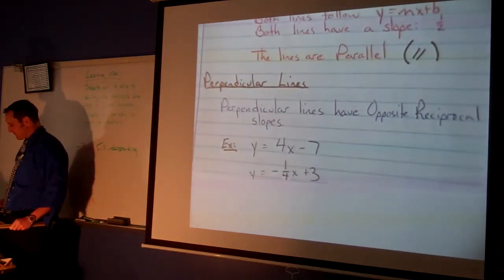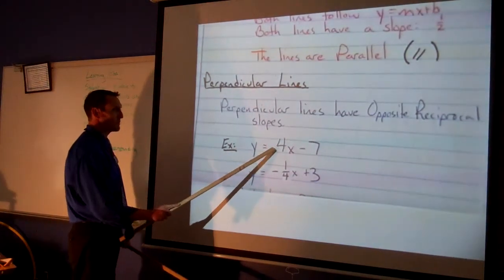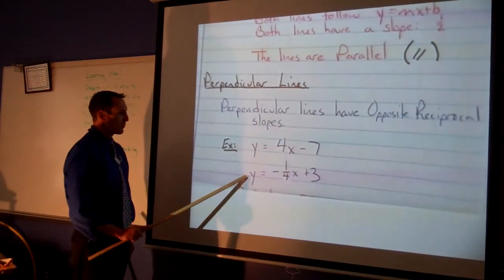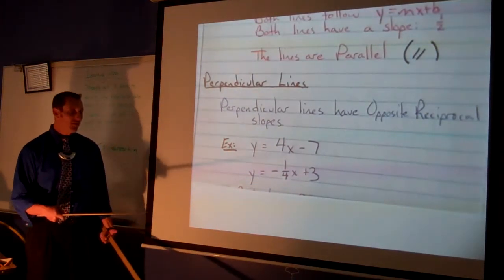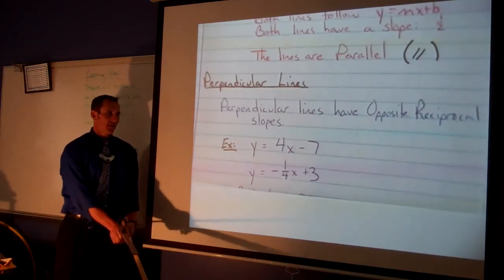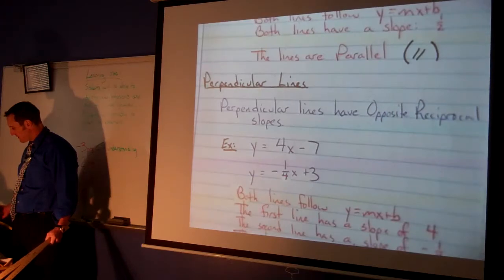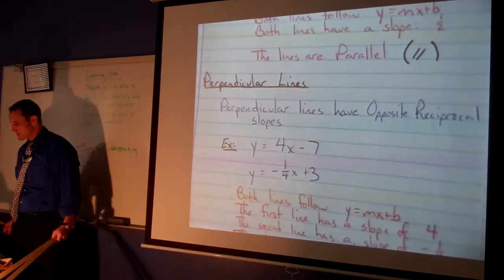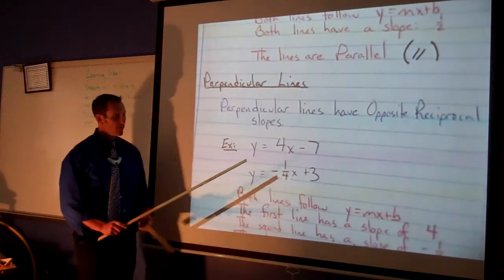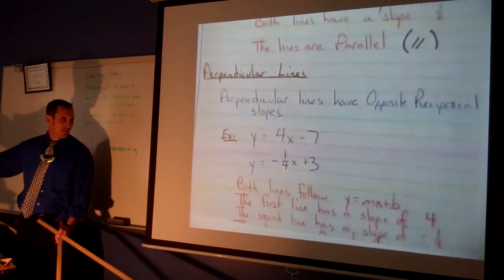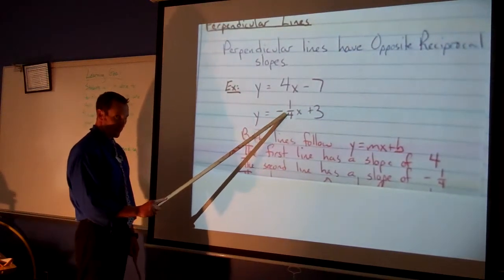So here's an example. I have these two equations. y equals 4x minus 7, and y equals negative 1/4 x plus 3. Both equations follow slope-intercept form. The first line has a slope of 4. The second line has a slope of negative 1/4.